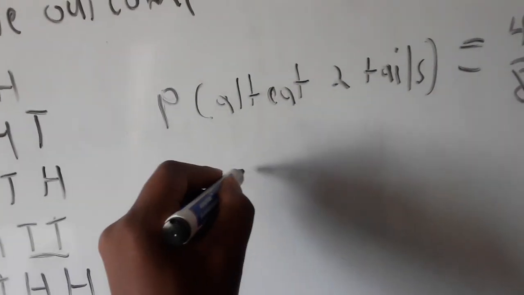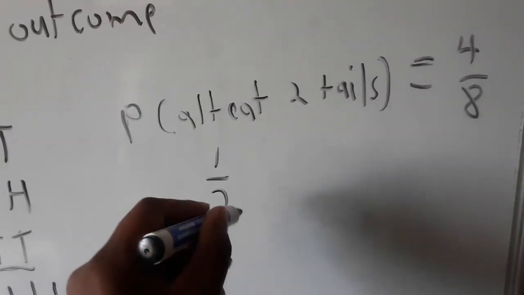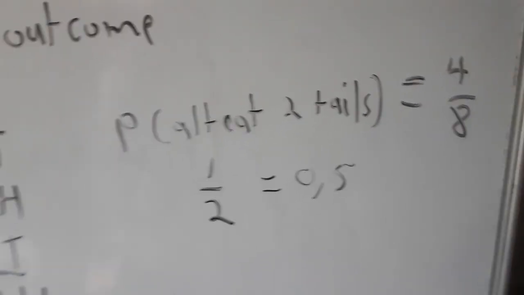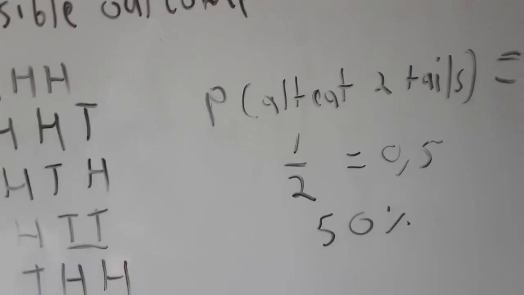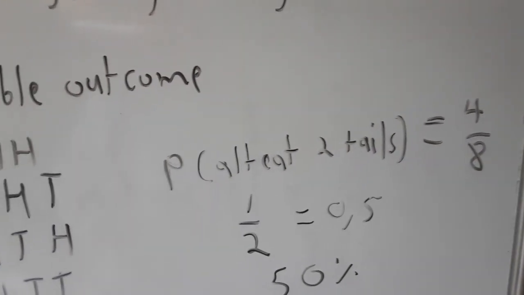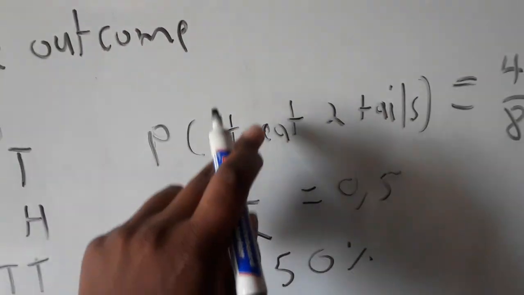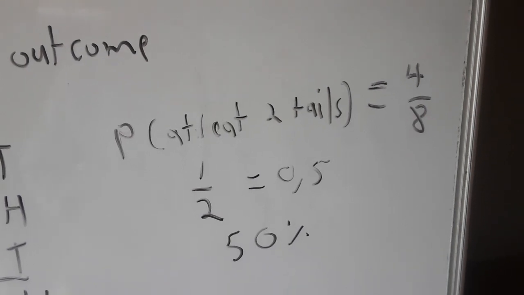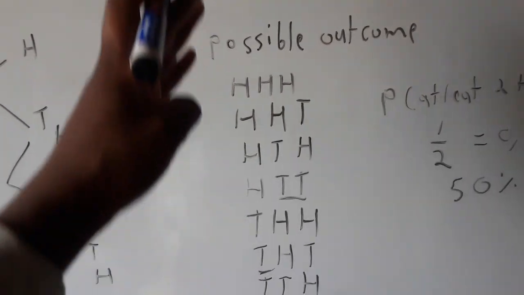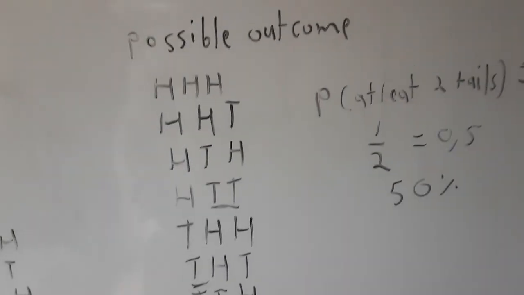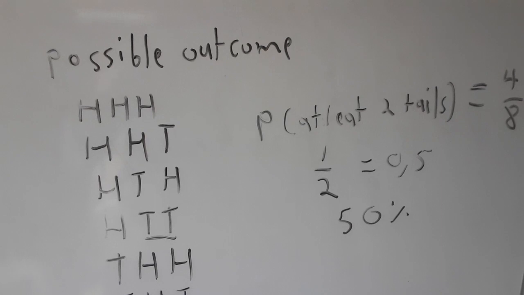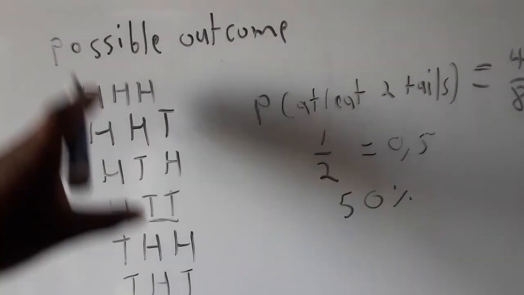So our answer is equal to 4/8, which is the same as 1/2, which is 0.5 as a decimal. If you need a percentage, 0.5 is 50%. So the probability of getting at least 2 tails is 50%. If you understand your tree diagram, you can get the possible outcomes. These are the basics of probability. Probability is the possibility of something happening.